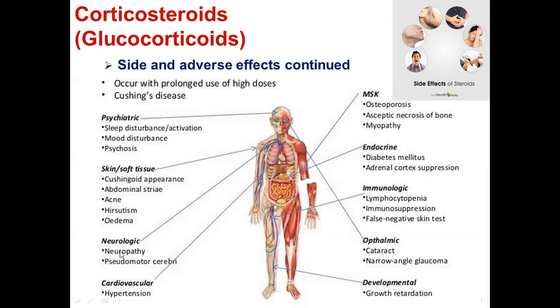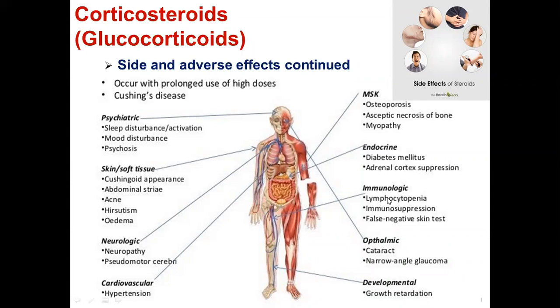Neurological problems like neuropathy. Cardiovascular: increased blood pressure, which we call hypertension. Musculoskeletal: erosion of the bones, bones fracture or break easily because of osteoporosis. Also myopathy. Endocrine: patients develop hyperglycemia, which we call diabetes mellitus, or adrenal cortex suppression.